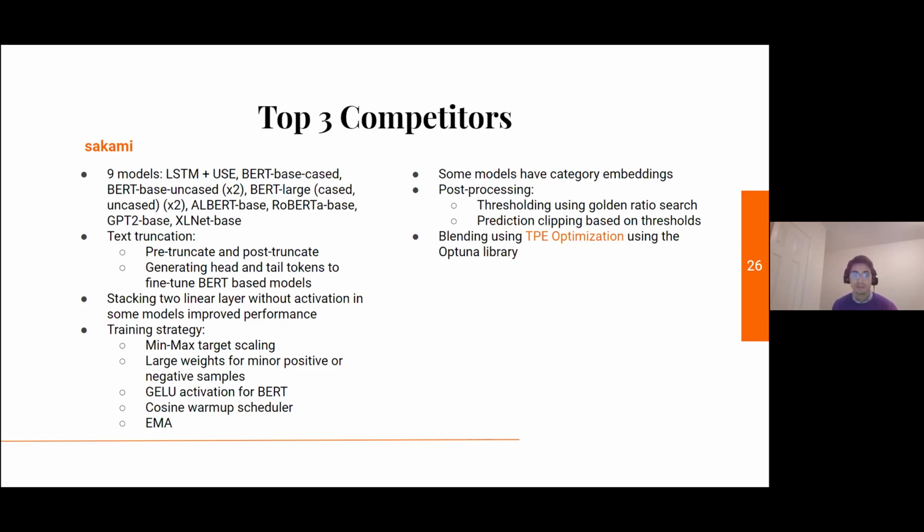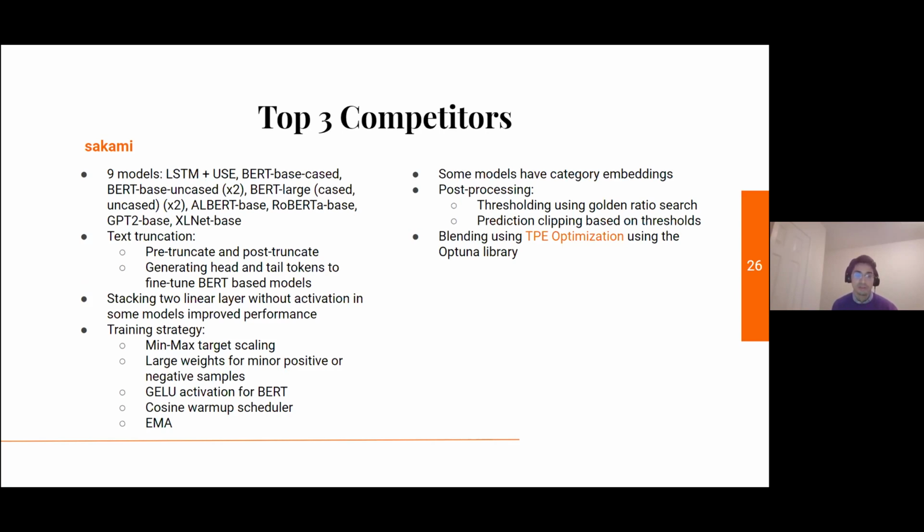Then for his training strategy, he did min-max target scaling. So he found the minimum and maximum values, and then for the classes, the true values, he subtracted the min, and then divided it by max minus the min. Then for those which had minor positive or negative samples, he created large weights for them, and then he used what he called a Gaussian error linear unit activation on top of BERT.